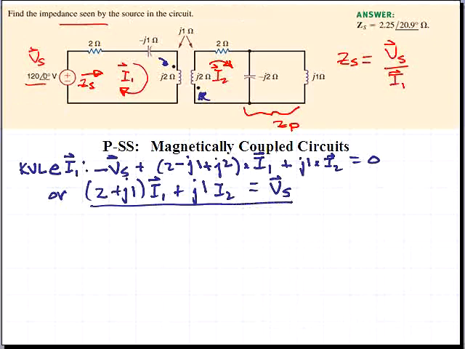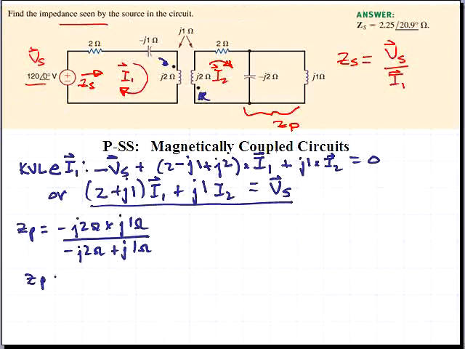Now we'll consider the expression for that parallel impedance. Z sub P is equal to the minus j2 ohms times j1 ohm, a parallel combination, over minus j2 ohms plus j1 ohm in the denominator, or Z sub P is equal to j2 ohms.